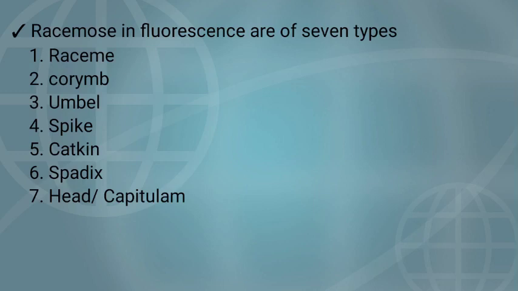Racemose inflorescences are of 7 types. Number 1, raceme. Number 2, corymb. Number 3, umbel. Number 4, spike. Number 5, catkin. Number 6, spadix. Number 7, head inflorescence or capitulum.